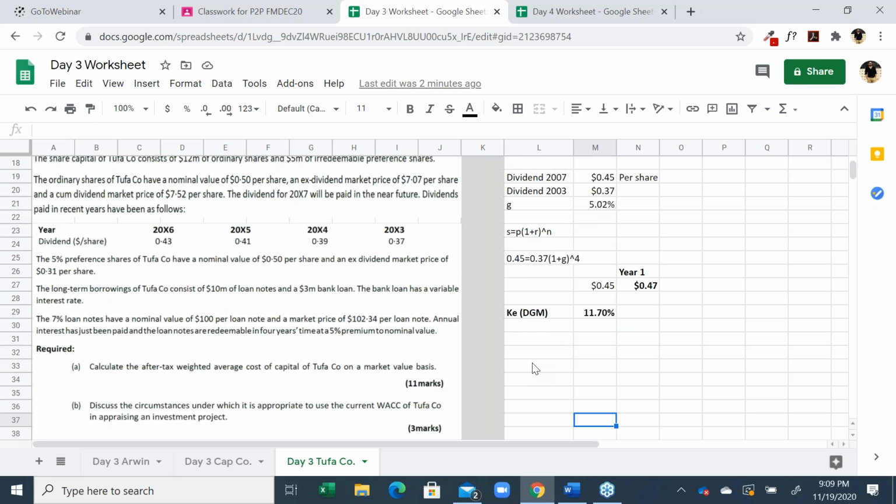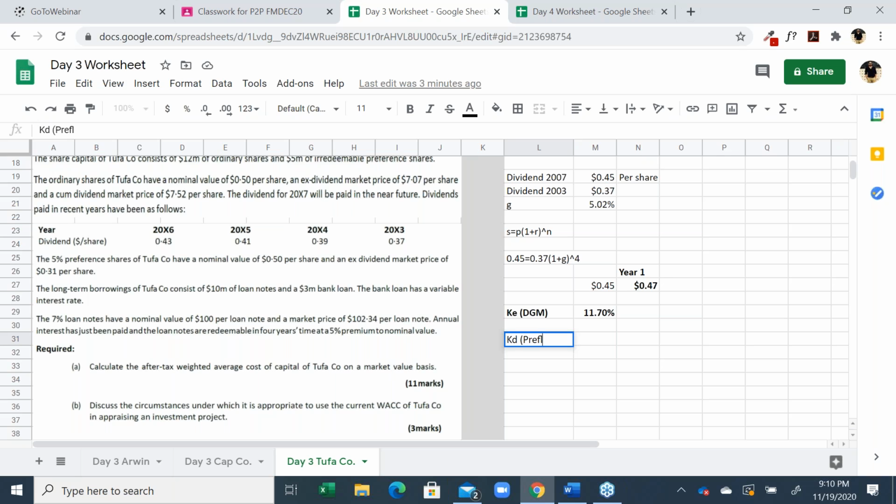What are the sources of debts? How many sources of debts do we have? We have preference shares, and we have long-term borrowing of loan notes, right? And a 3 million bank loan as well. So there are three sources of debts. So let us calculate the cost of debt of each of these three one by one.